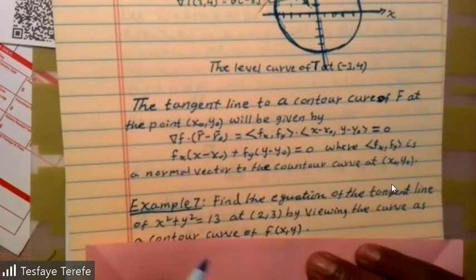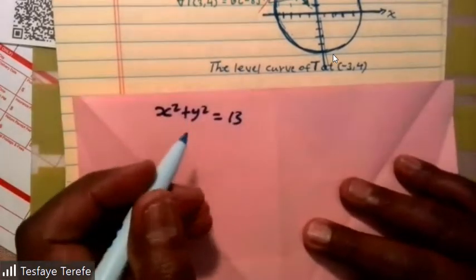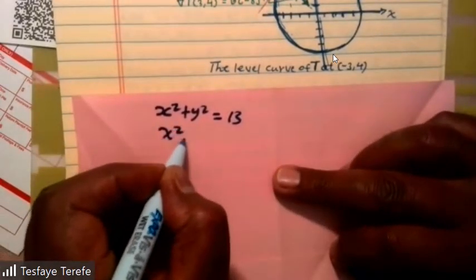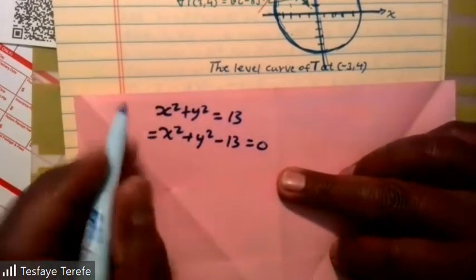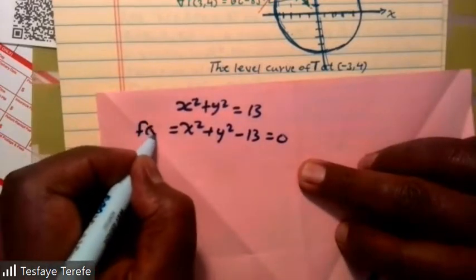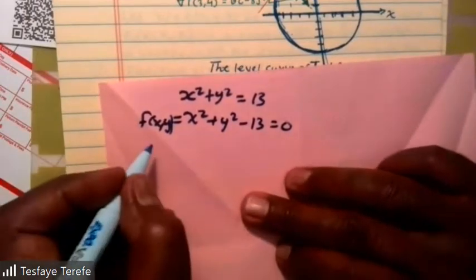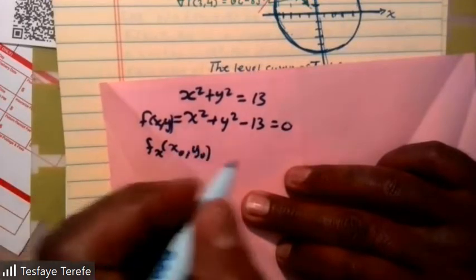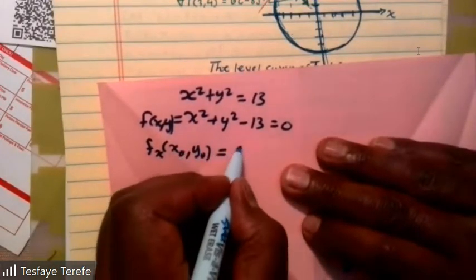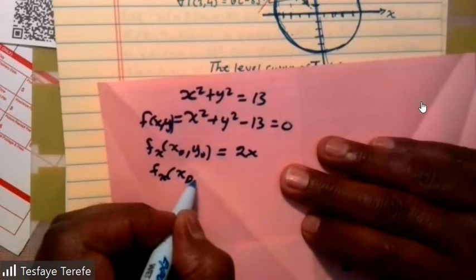Okay, so what do you have? You have x squared plus y squared is equal to 13. This is really an implicitly defined function. Then if I bring it over, x squared plus y squared minus 13 is equal to 0, this can be z, which is f of x, y. So it is a function of two variables. Then we can find the gradient, the partial derivative with respect to x at the point x sub 0, y sub 0. This is going to be 2x, at any point actually.